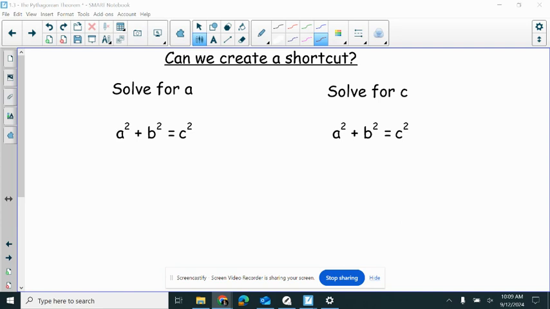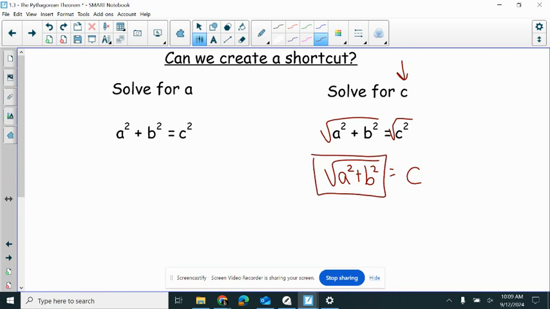So the first one I'm going to look at is solving for C. If C is the hypotenuse, and we're trying to figure out the hypotenuse, we want to get C by itself. In order to get C by itself, I would do the square root on both sides. Then we're just left with the square root of a squared plus b squared. That just leaves me with the hypotenuse. So I can solve for the hypotenuse all in one step if I just use that equation, square root of a squared plus b squared.